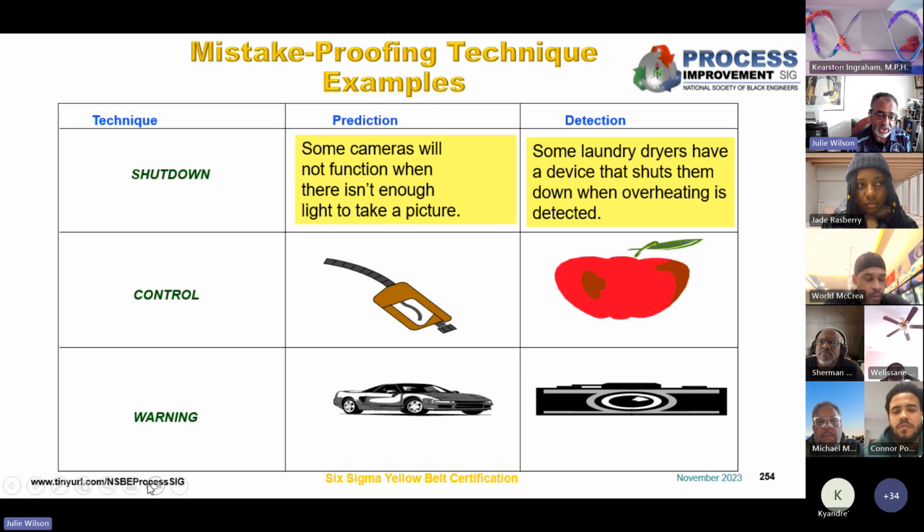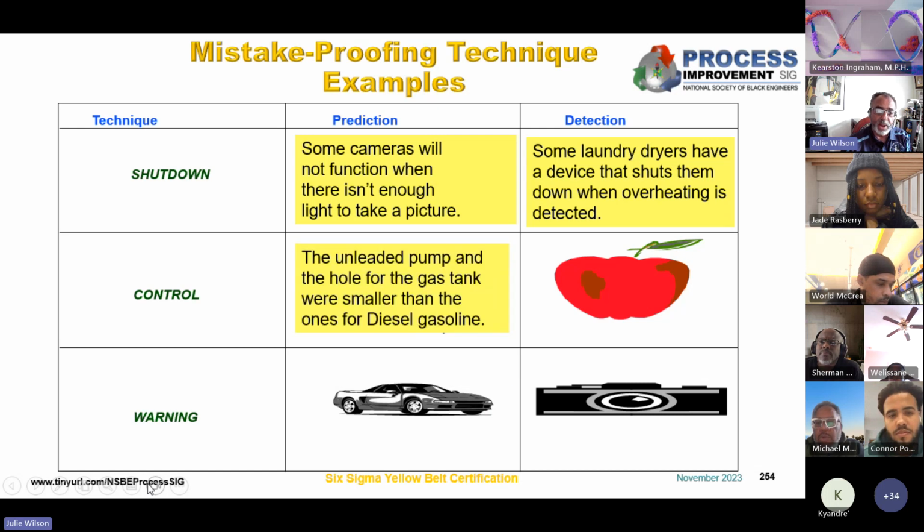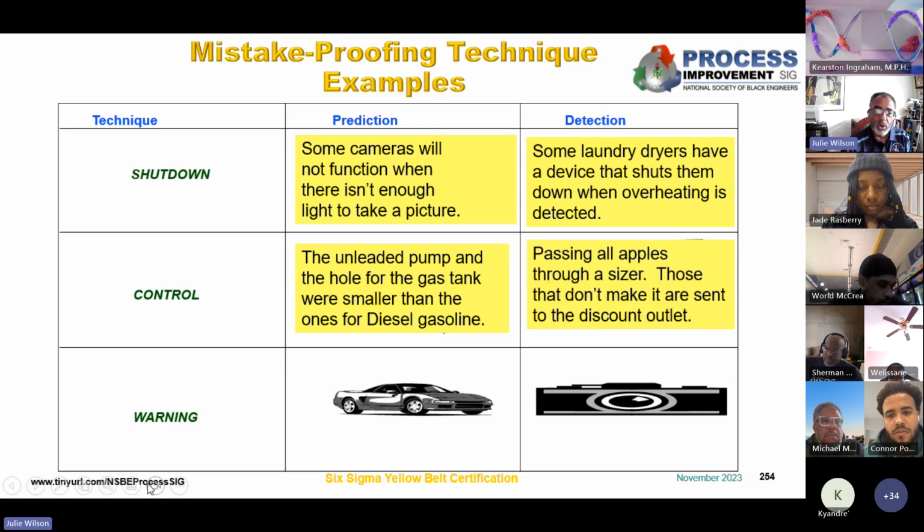There's control techniques. Like for instance, the unleaded pump hole for the gas tank is smaller than the ones for diesel gasoline. So that way, if you go to a gas station, you can't put the nozzle for the diesel gas into your car because it's made bigger, because you never want to put diesel fuel accidentally into your regular car engine. Or apples are passed through a sizer, and those that don't make the size requirement get sent to the discount outlet.